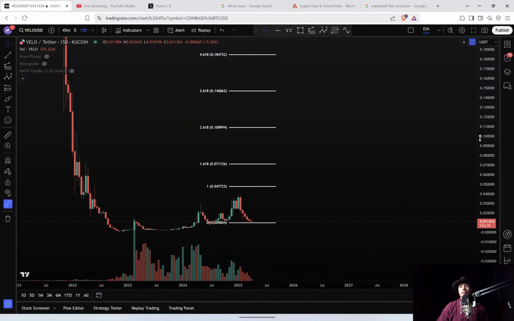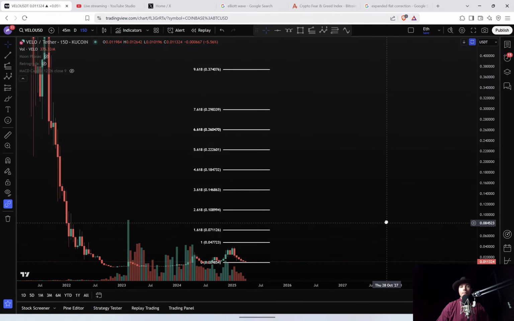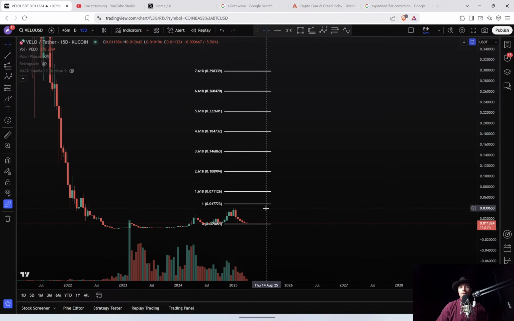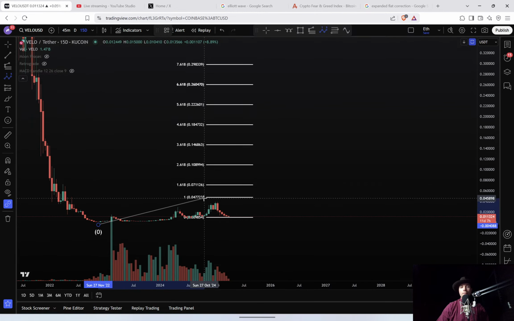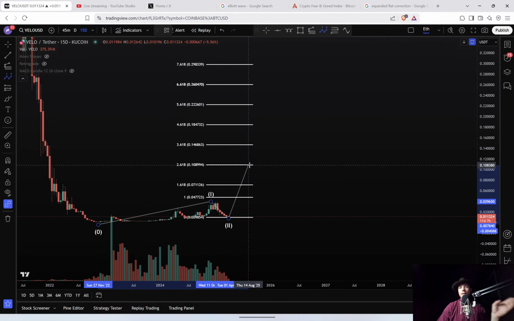And what you can see here with Velo is our Fibonacci extensions. In the case of Velo, our first major extension is the 2.618. This is our minimum target for wave 3. So we have wave 1, 2. Well, actually our minimum target is the 1.618, my bad. But most commonly, the 2.618 happens for crypto. That's 10 cents per Velo, so that's almost 10 times from current price.